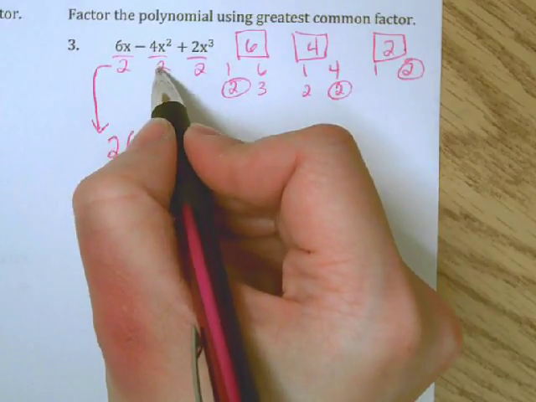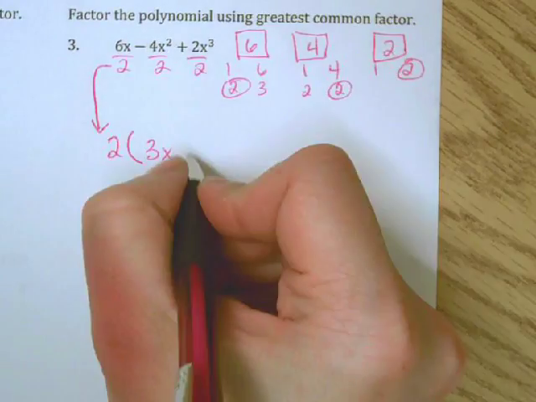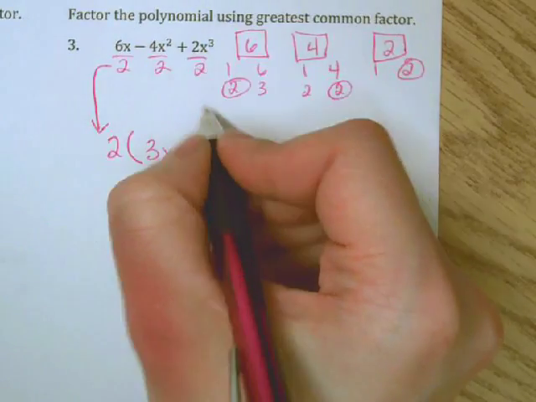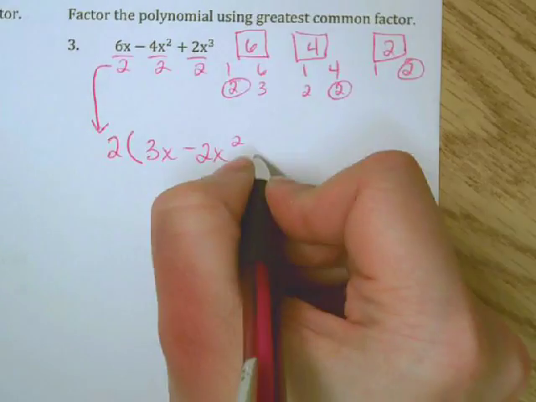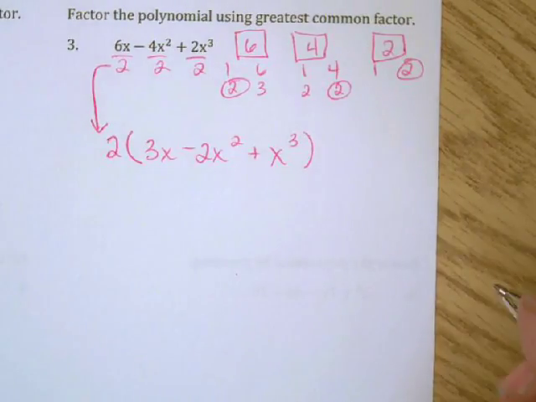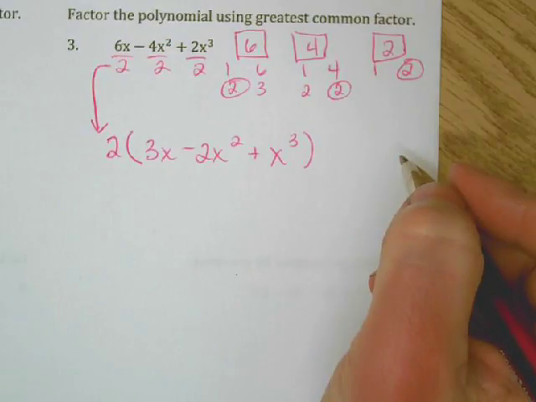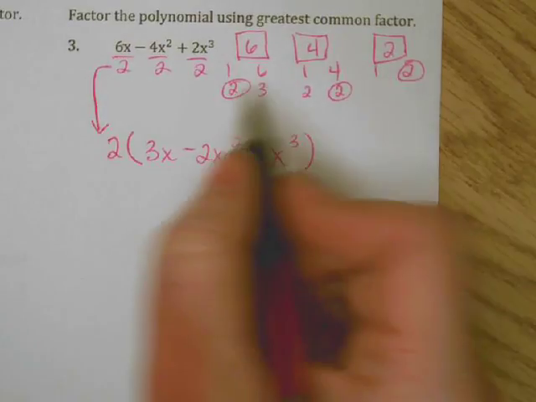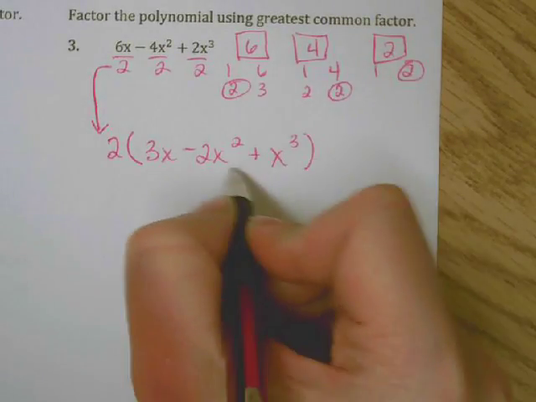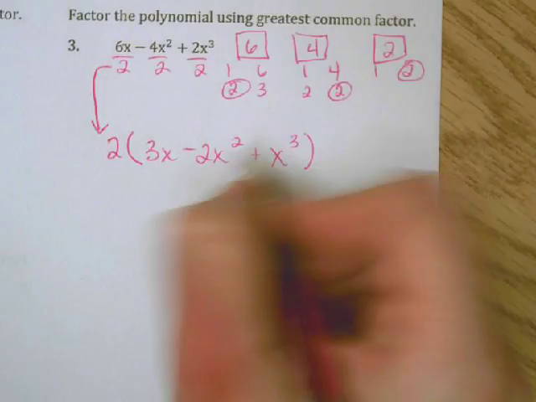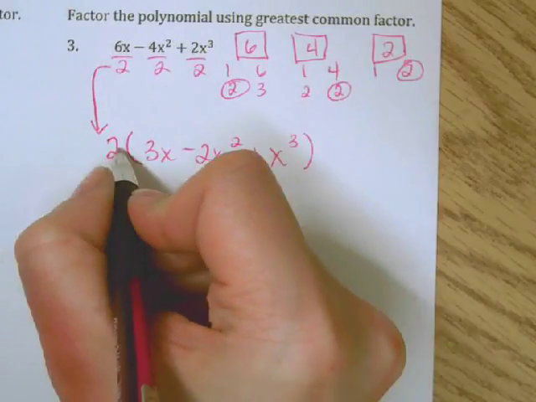Negative 4x squared divided by 2 gives me negative 2x squared. And 2x to the third divided by 2, those 2's divide out, so I'm left with x to the third. Now, I can still factor this further, and I could have done this all in one step, but I want to show you the differences here. If I have an x here, and x squared here, and x to the third here, that means I can also divide an x out of all these things.